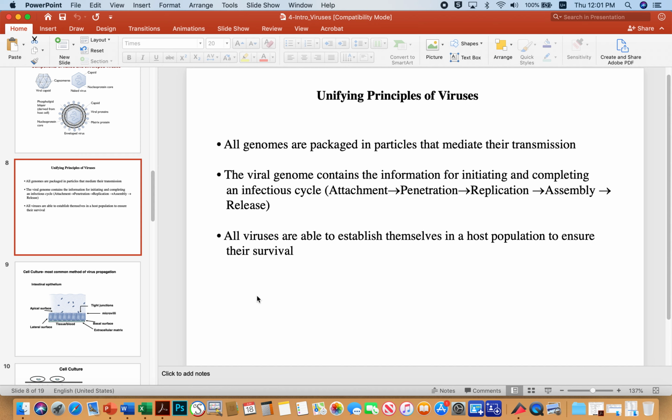But anyway, the typical infection cycle involves attachment, penetration into the cell, replication, assembly of new virus particles, and then, of course, they have to release somehow. All viruses are able to establish themselves in a host population to ensure their own survival, and if they can't, they go extinct.